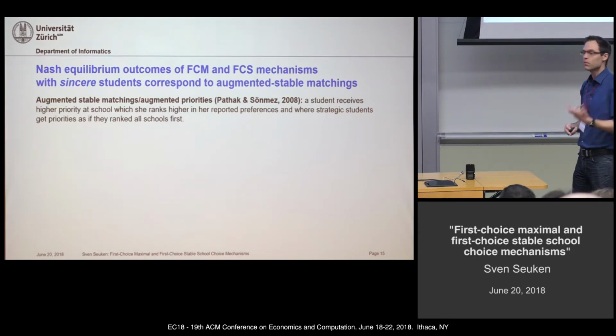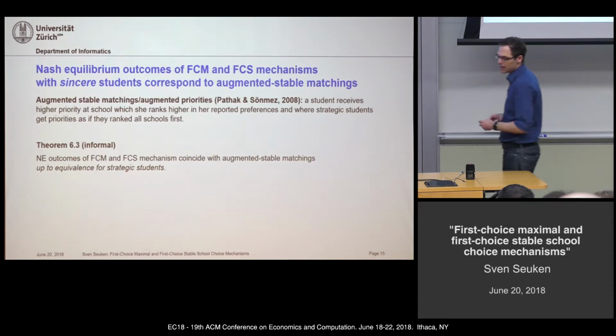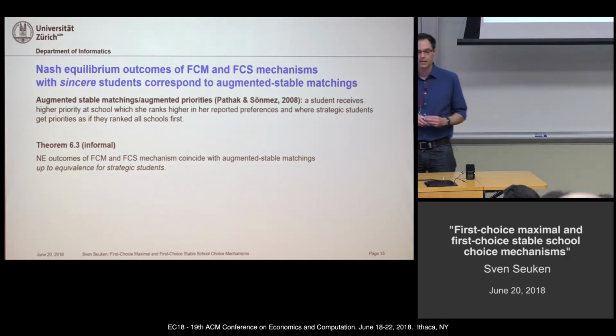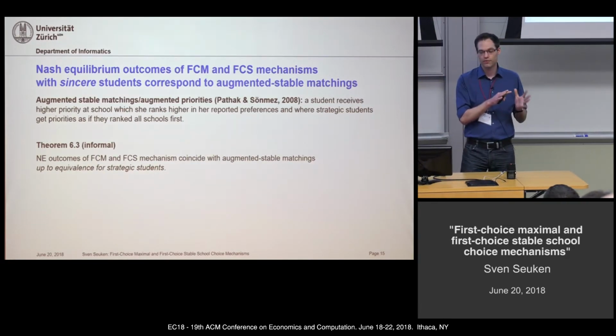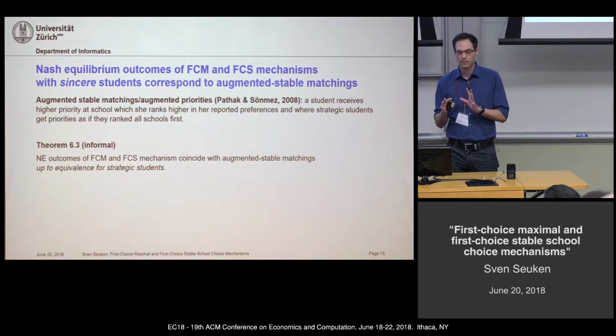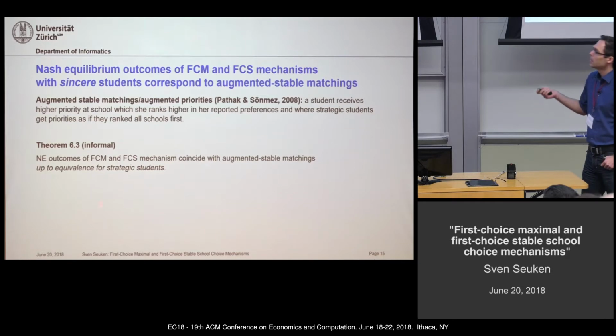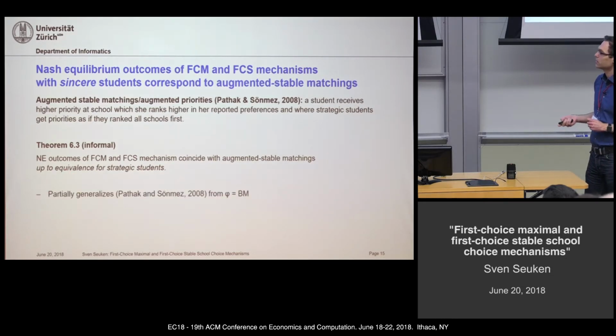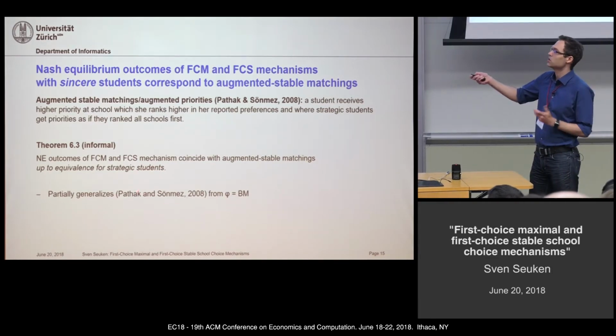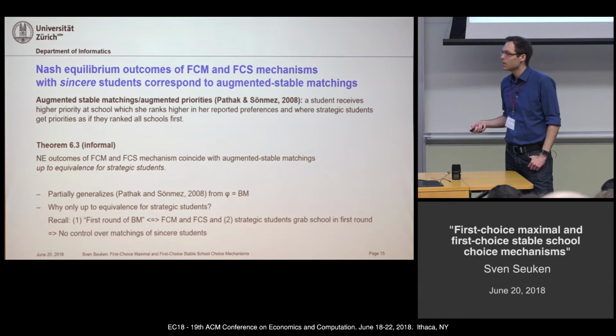So it's this new modified priority order. And then our theorem informally states that the Nash equilibrium outcomes of first choice maximal and first choice stable mechanisms coincide with these augmented stable matchings, up to equivalence for strategic students. So this partially generalizes the result from Pathak and Sönmez, who studied the Boston mechanism.